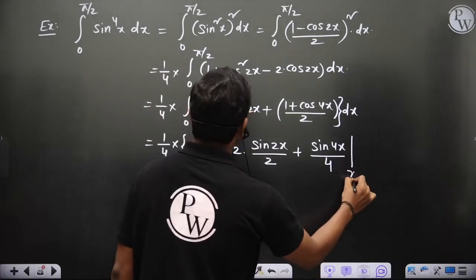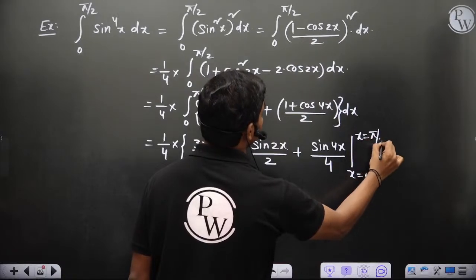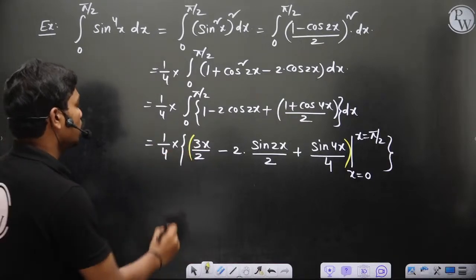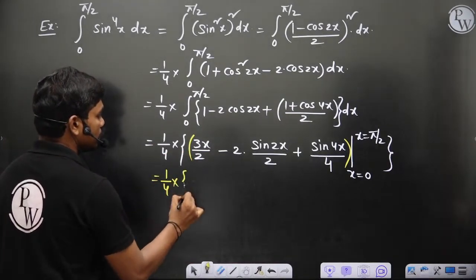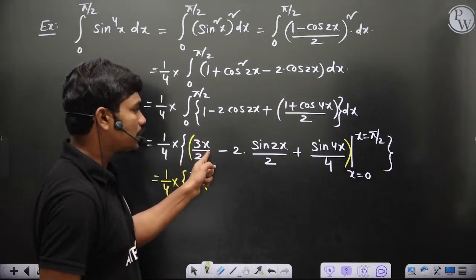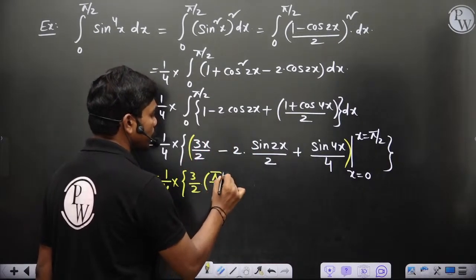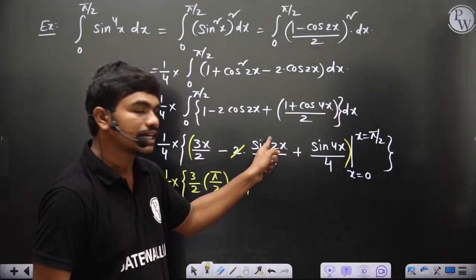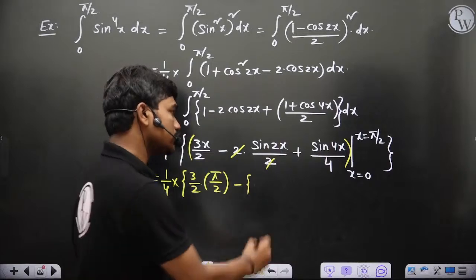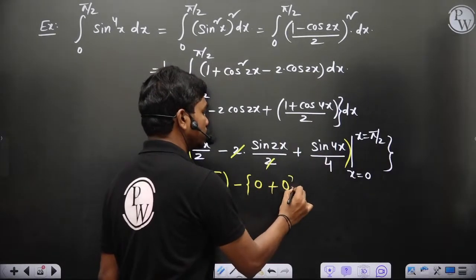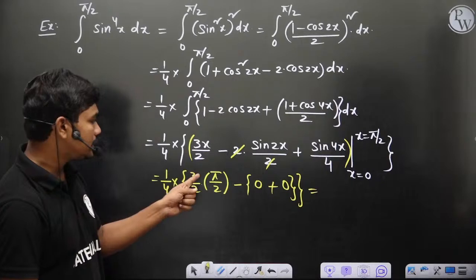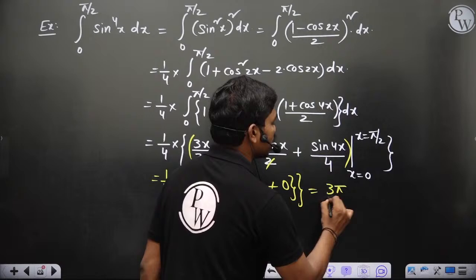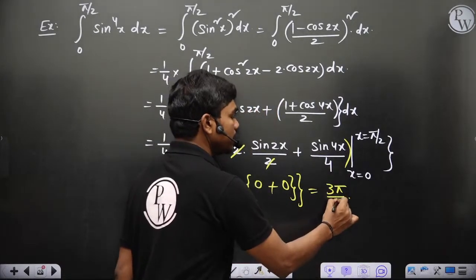So now if you replace these values, x equal to 0 to x equal to pi by 2, for this whole combination, let's see what you get. 1 by 4 times of 3 by 2 into, now when you replace upper limit pi by 2 minus 0, so this is pi by 2. For sin 2x, if you put x equal to pi by 2, the 2 gets cancelled and sin pi is 0, minus when you put x equal to 0, this is again 0. Similarly, this term is also 0. So the total value you get is 3 pi by 8, since 4 into 2 is 8. So the answer is 3 pi by 8.